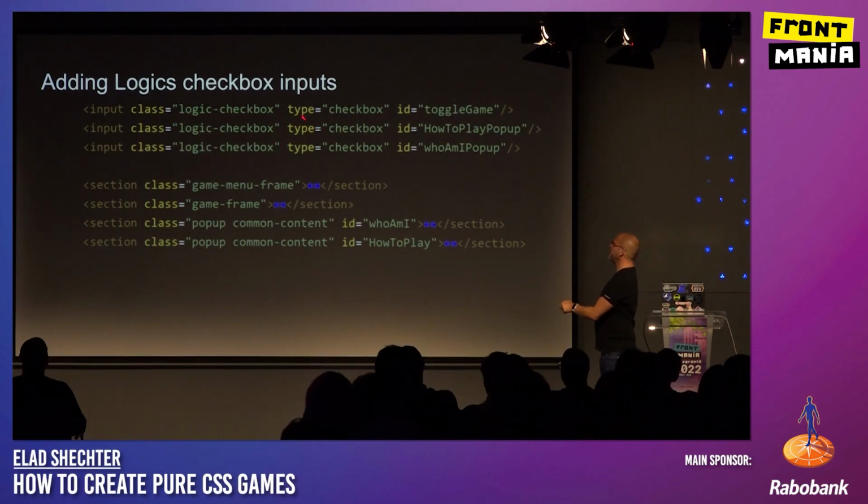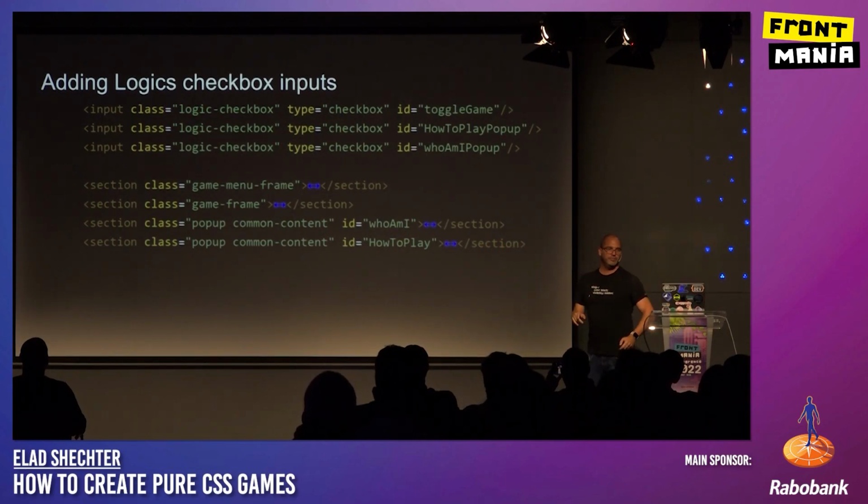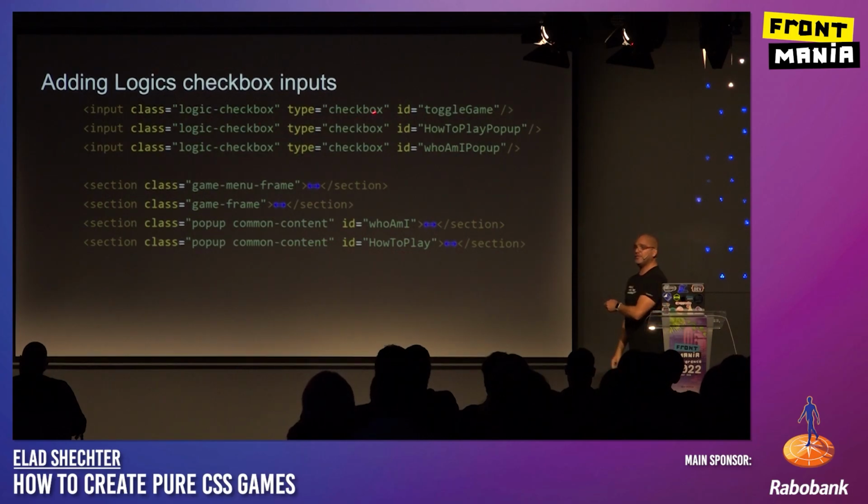I'm adding three different checkboxes, and every one of them has its own ID name and needs to do a different operation. For example, the first checkbox has the ID name of Toggle Game. If it's unchecked, this means that I want to see the game menu frame and hide the game frame. But if it's checked, I want to do the opposite. I want to show the game frame, but hide the game menu frame.